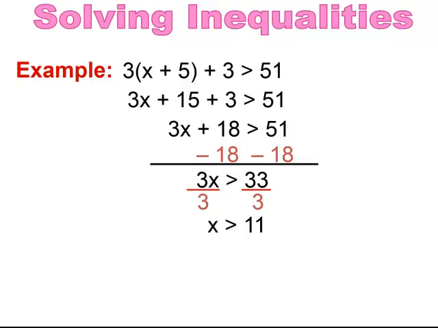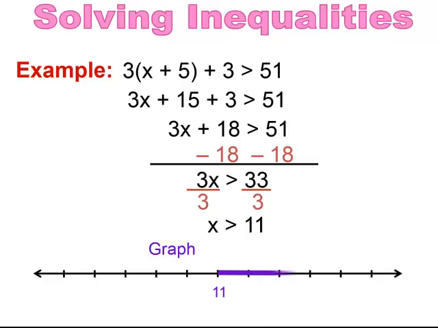And now we're going to graph our solution and write the interval notation. Again, it's going to be an open parentheses at 11. We're shading to the right, and our interval notation will be parentheses 11, comma, positive infinity.